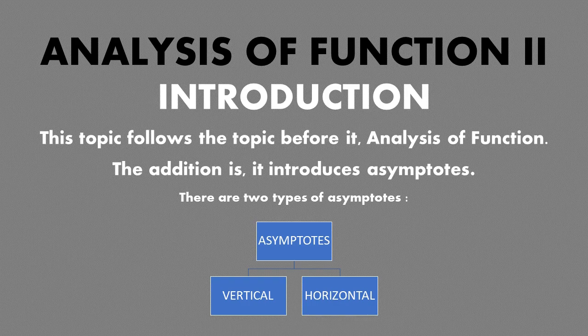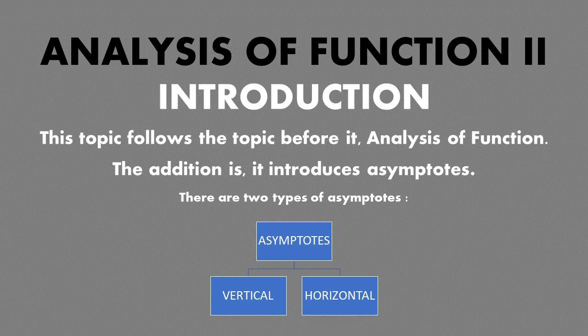This topic follows the topic before it, which is analysis of function. The only addition is that it introduces asymptotes. What are asymptotes, you might ask? There are two types of asymptote: the first one is vertical asymptotes, and the second one is horizontal asymptotes.